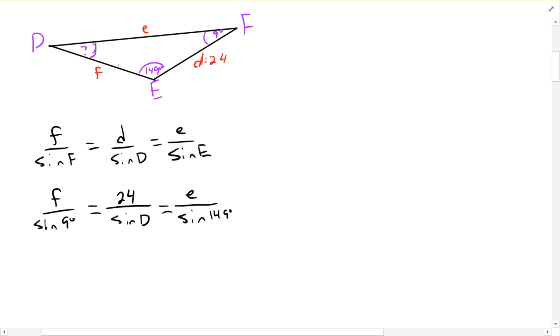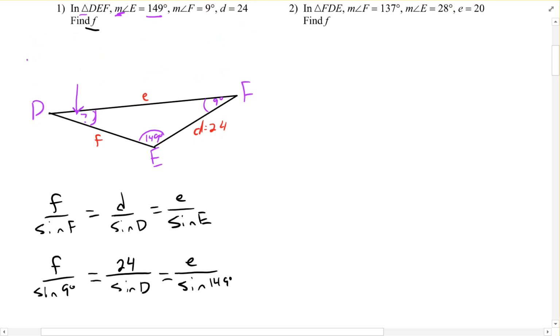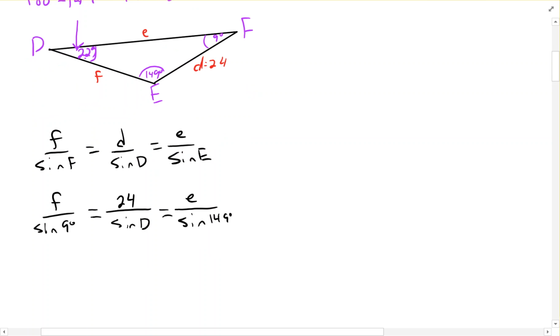Because what do all the angles in a triangle add up to? Well, they add up to 180 degrees, right? So I can figure this out if I just go 180 minus 149 minus 9. That would give me that angle, right? So this angle here is 22 degrees. So we know that. So this is 22 degrees. Okay, so now that we know that, this D value down here is actually sine 22.